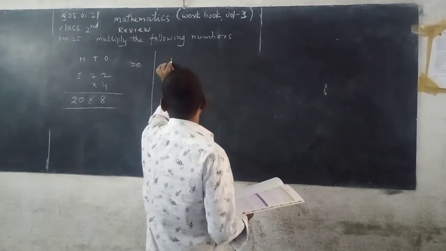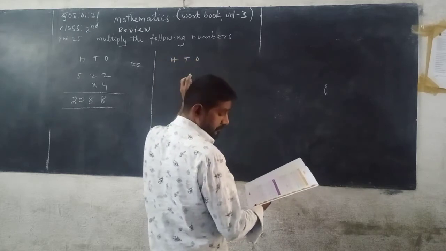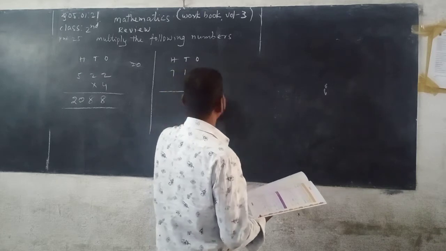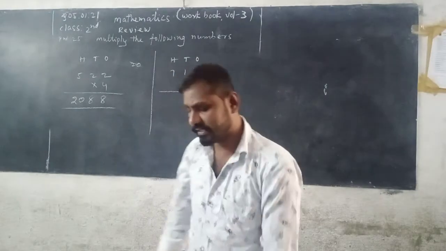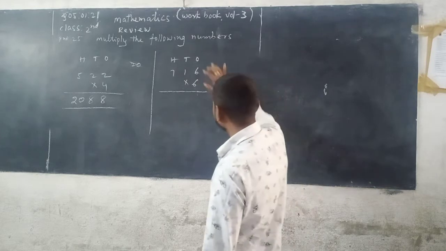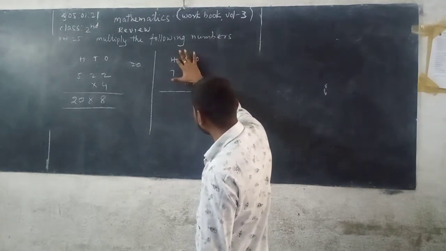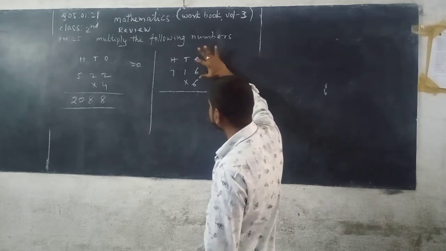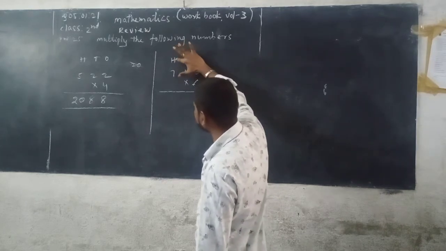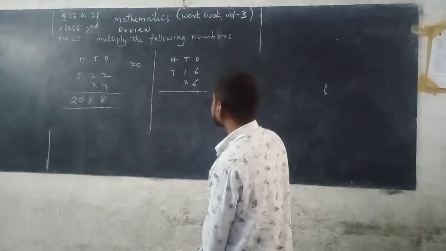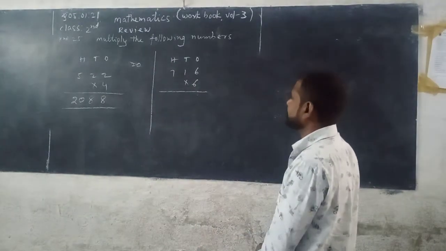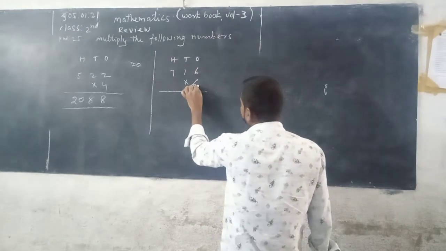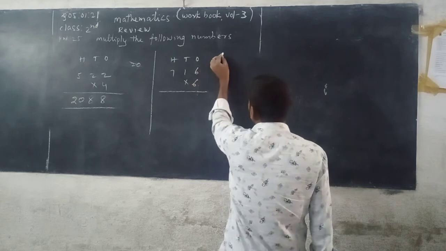Next, 716 into 6. First the given number, write in column wise according to their places. Now this is ones place, tens place and hundreds place. Ones column. 6 is in ones place, 1 is in tens place, 7 is in hundreds place. Next we multiply the digits in ones place. So 6 with 6. Then you can read 6 table. 6 6s are 36.